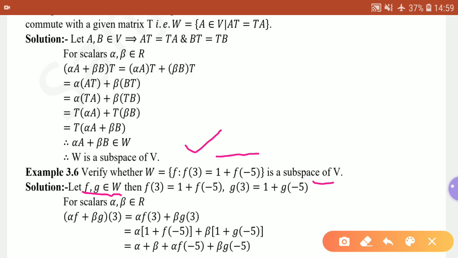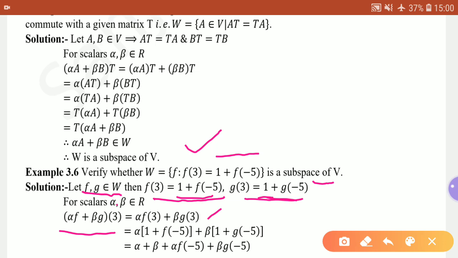So consider any two functions of that set. Here the elements of this set are functions. So if you consider two functions f and g, they will satisfy these conditions, right, because they are members of W. Now for any two scalars alpha and beta, consider this combination alpha f plus beta g. After operating this on 3, we'll get alpha times f of 3 plus beta times g of 3. But as they are members of W, their values will be equal to these two, right?